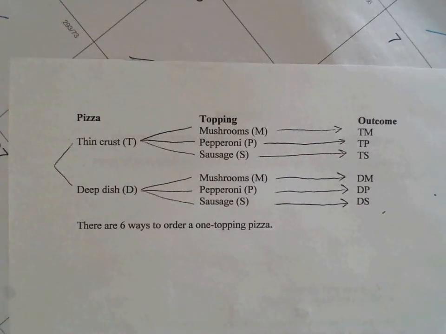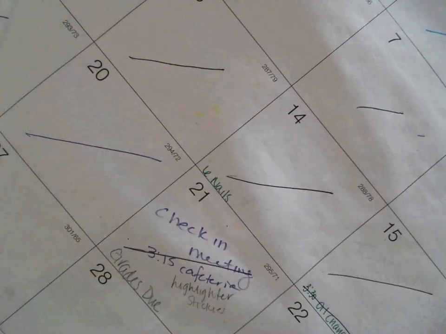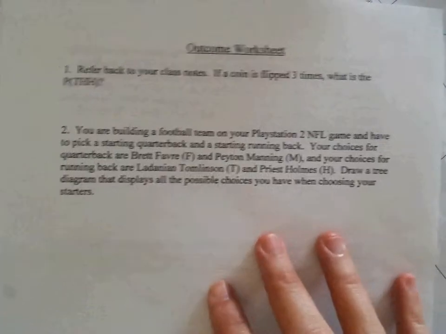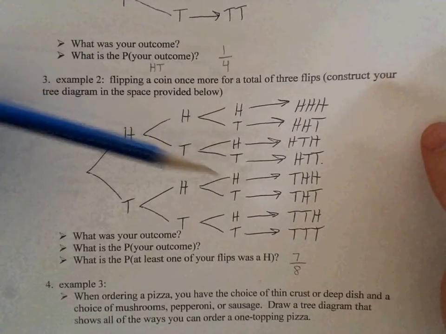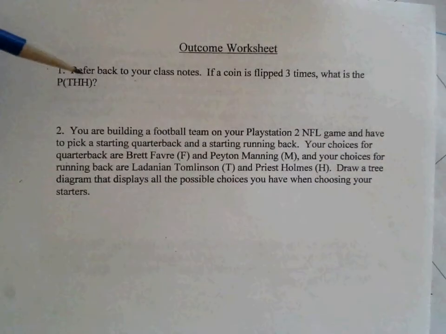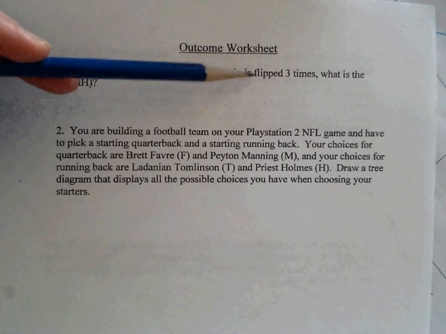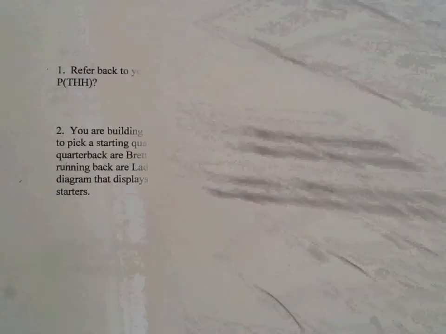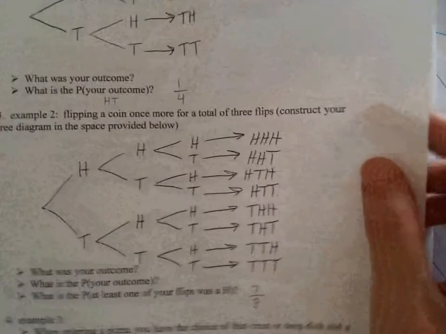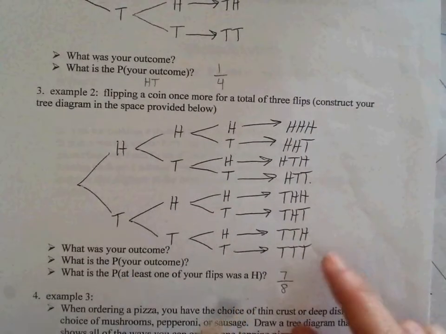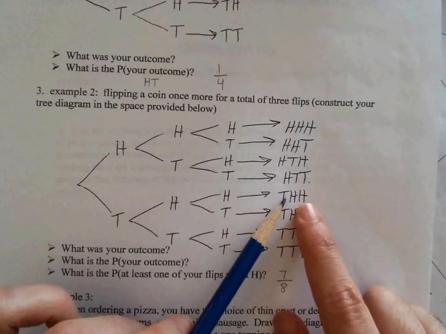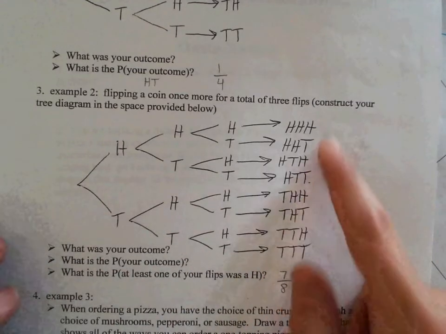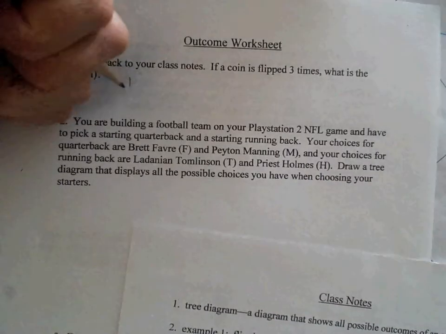Now when it comes to us trying to do some of these on our own, let's check out this paper here. This is actually what it's talking about, the last tree diagram we made with the 3 coin flips. So this first one says, refer back to your class notes. If a coin is flipped 3 times, what is the probability we will get tails on the first flip, heads on the second flip, heads on the third flip? So if we go back up, THH. If I look at my different choices here, the only one that has THH was this choice here, out of a total of 8. So one choice makes me happy out of 8, so my answer here would be 1/8.